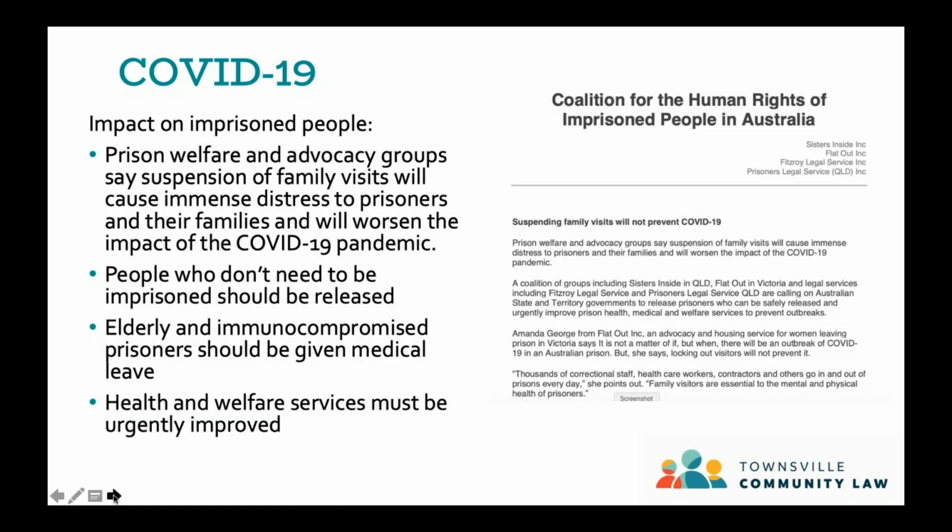And there was an excellent press release that went out from the Coalition of the Human Rights of Imprisoned People, which talked about the impacts on imprisoned people. You can find that if you just do a quick Google search. Prison welfare and advocacy groups say suspending family visits will cause distress. There are issues for prisoners and those who are immunocompromised. These are all human rights issues.